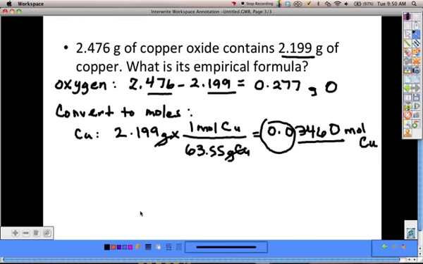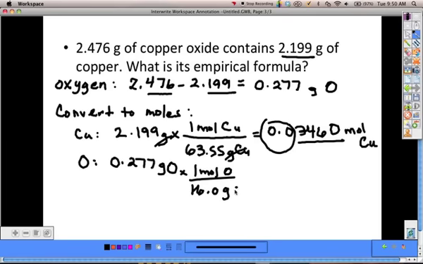Okay, now I need to figure out my moles of oxygen. So I'm going to start out with the value that I already calculated. This is my contribution of oxygen. So I have 0.277 grams of oxygen. And I look at my periodic table, and I find the mass, which I'll round from what it is on this gigantic periodic table. We have 1 mole of oxygen on top, and on the bottom, 16.0 grams of oxygen.